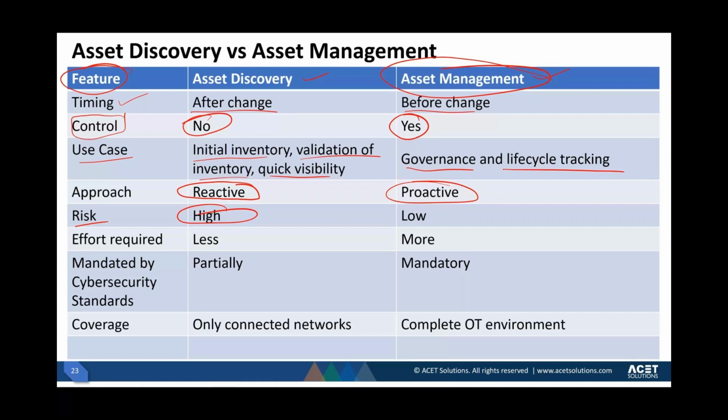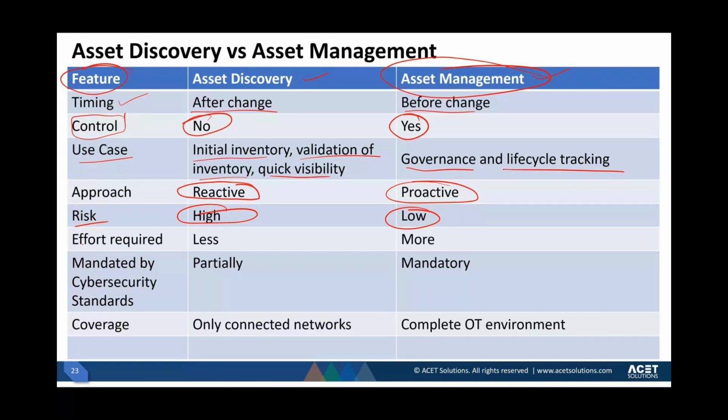From a risk management perspective, an asset discovery only approach is high risk because if, let's say, an unauthorized computer has joined the network, asset discovery would detect it, but the computer has already joined the network. In case of asset management, the risk is relatively low because you would follow a process before anything is connected to the network.